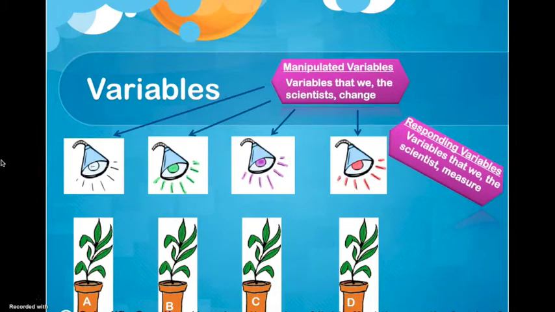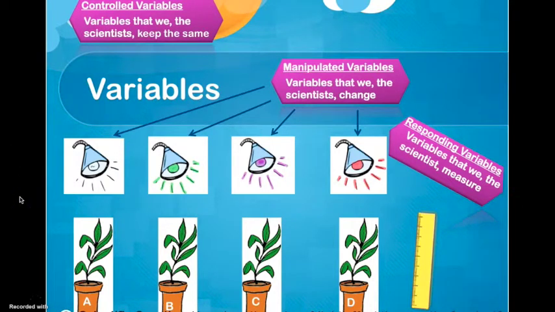The next kind of variable is the responding variable. The responding variable is the variable that we, the scientists, are measuring. We're measuring it because we're watching for its response to our manipulation. So we change something, we manipulate it, then we watch and see what happens. And whatever happens is the response. It's the responding variable. It's the thing that we measure. So in this case, what would be the responding variable? Yeah, the growth or the height of the plant, right? That's what we're testing for. The question is, how does the color of light affect the growth of a plant? Well, the responding variable would be the growth of the plant. Perfect.